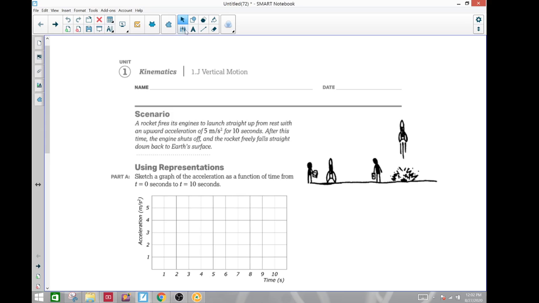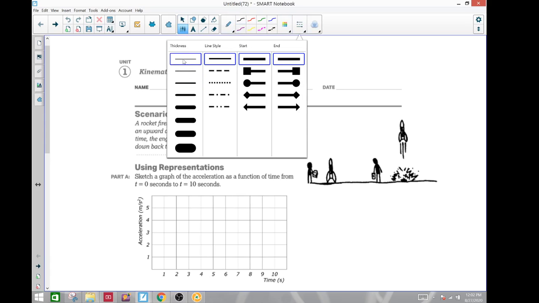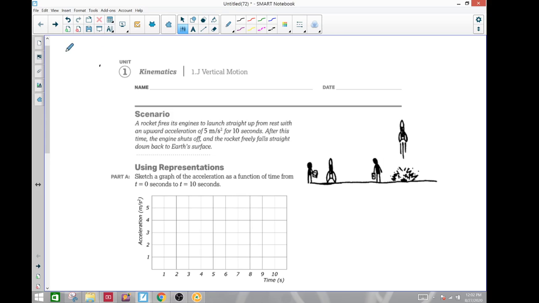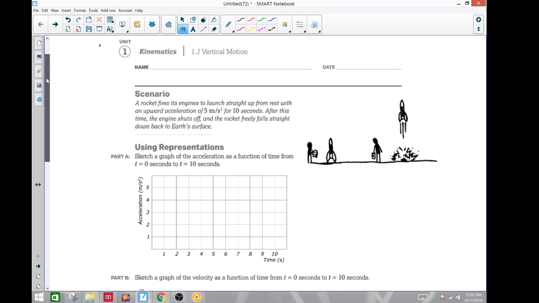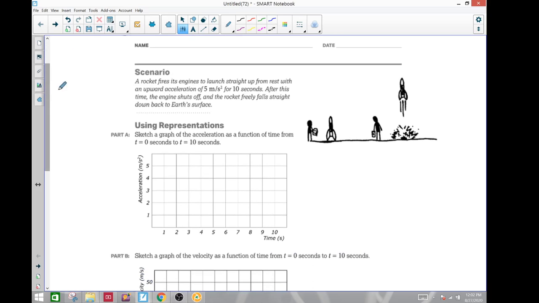Let's look at a little bit of worksheet on kinematics of vertical motion. Of course, we know a little bit about the mathematics already, and we're going to be graphing this out a little more. A rocket fires engines to launch straight up from rest with an upward acceleration of 5 meters per second squared for 10 seconds. After this time, the engine shuts off and the rocket freely falls straight down back to Earth.